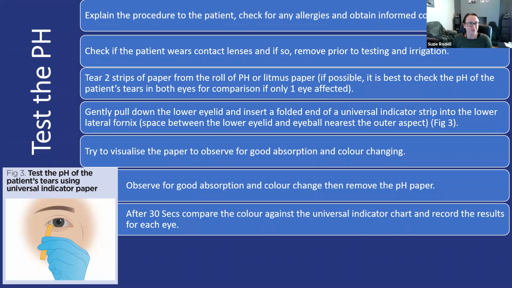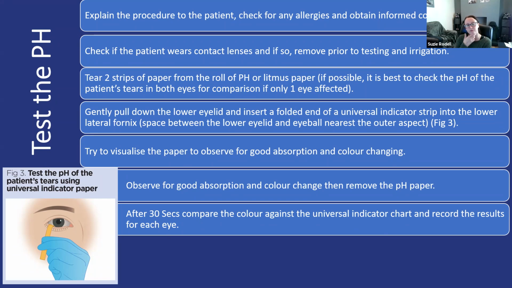So I'll just go through this for those of you that may not be familiar with it. Obviously, you want to reassure the patient, check for any allergies, and obtain informed consent. If you're not familiar with litmus paper, it should be available in your department. And it typically comes in a yellow roll with the colour indicator on the top of the lid there.